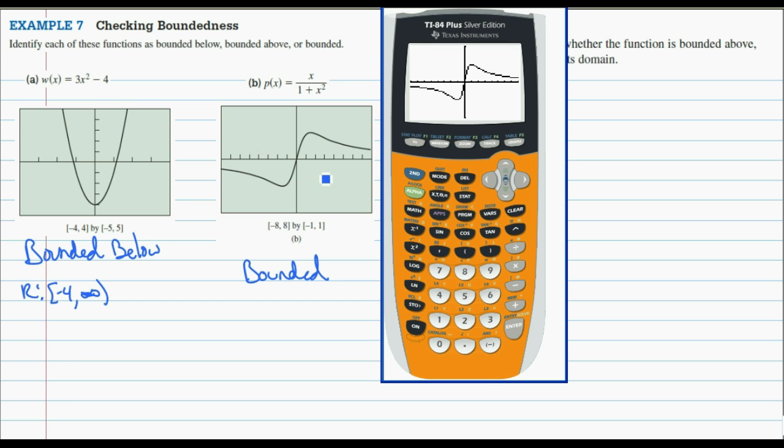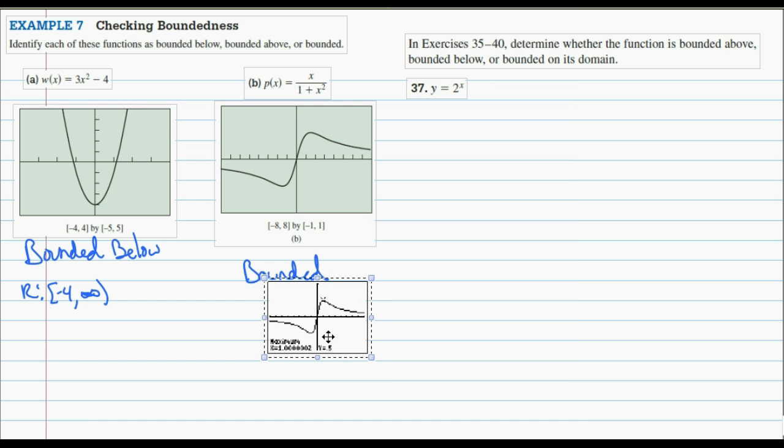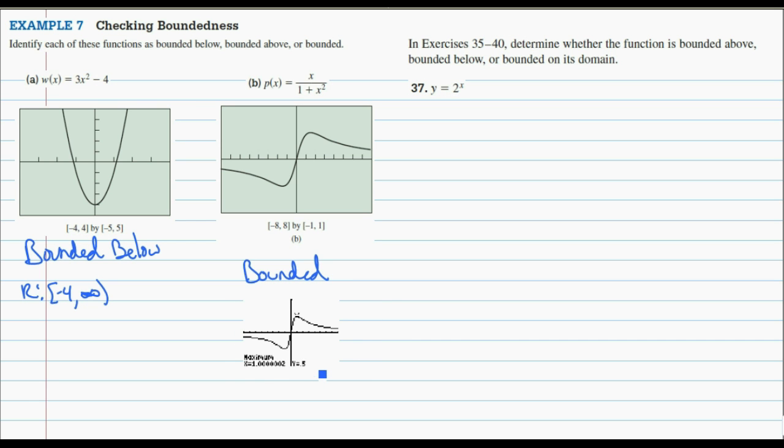So it looks very similar. I can go second calc. And then number 4 is this maximum up here. So I'm going to go to the left of the maximum. Then I'm going to go to the right of the maximum. And then I'm going to go right on top of it. So that point up there is 1 comma, looks like 1/2.